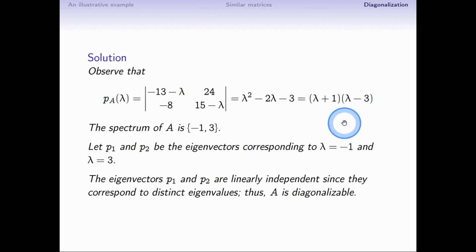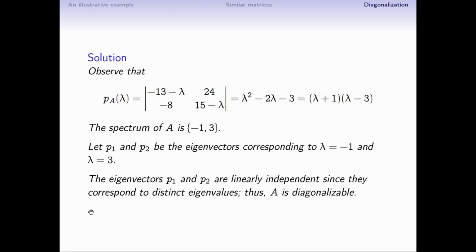And so we can see that the two roots of this characteristic polynomial, the eigenvalues of the matrix A, are -1 and 3. The spectrum of A consists of -1 and 3. Now, we know that there are eigenvectors that correspond to each of these eigenvalues, so let's let P1 and P2 be the eigenvectors corresponding to lambda equals -1 and lambda equals 3.